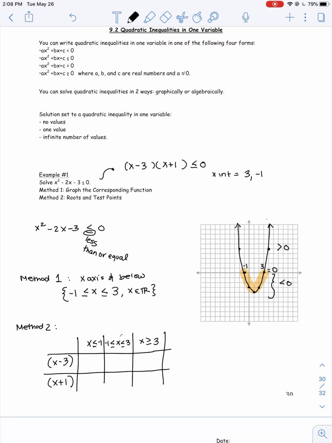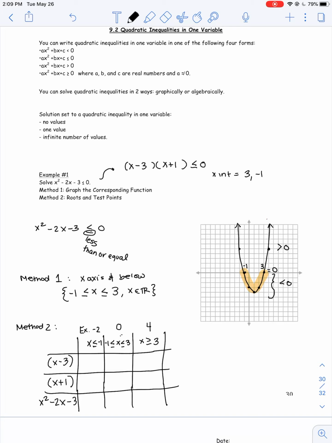Okay, so what we're going to do is use a test point. We're going to test out a value and see what it does in our equation, and see what x squared minus 2x minus 3 would give us. So when we plug in a value that is less than -1, for example, a test point we could use is -2. A value between -1 and 3 would be 0, and a value greater than 3 could be +4.